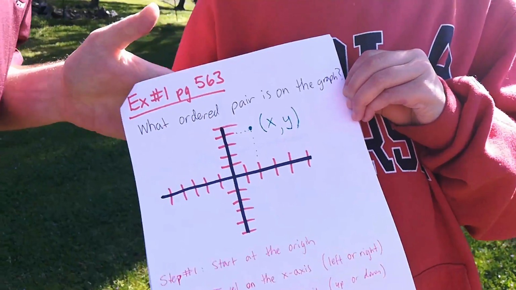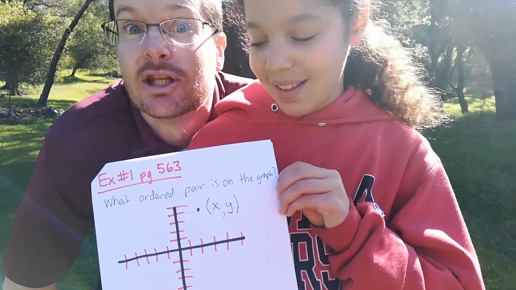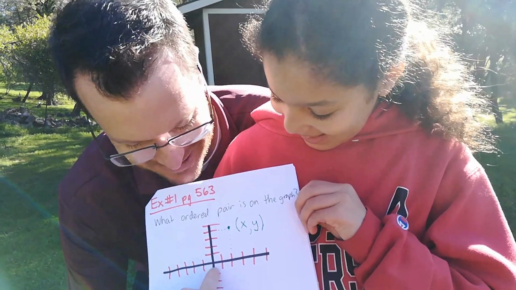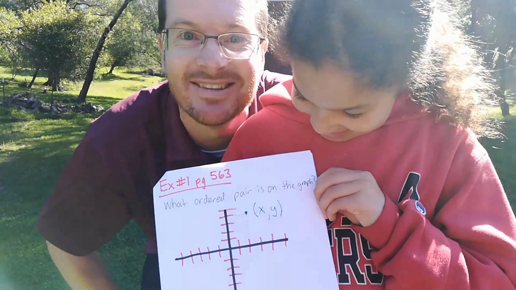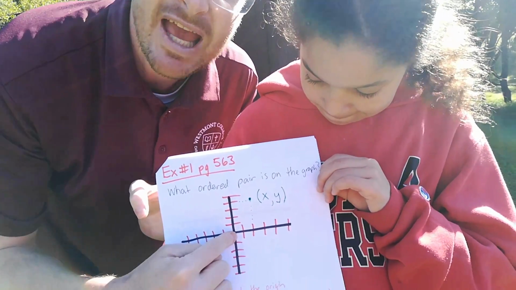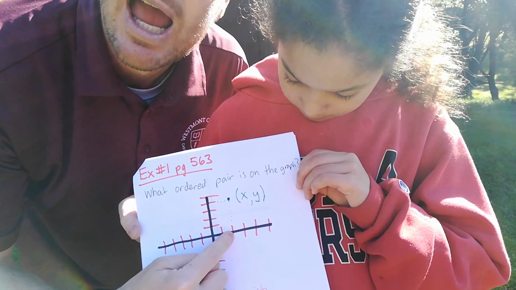This green dot. If I wanted to get to that green dot, how would I do it? I have to start at the origin. Where's the origin, Gray? The 0, 0, right there at the very middle. So you start right here, and then you move on the x-axis first. You go 1, 2 on the x-axis, and then you move on the y-axis.